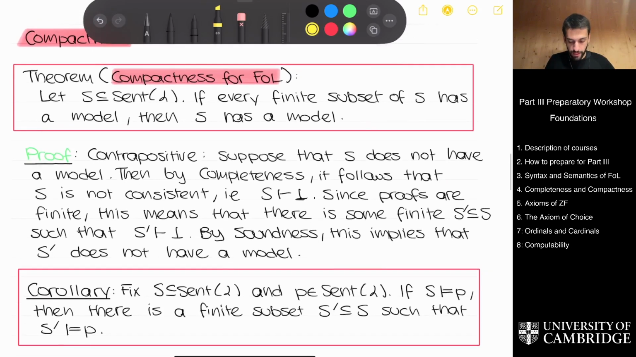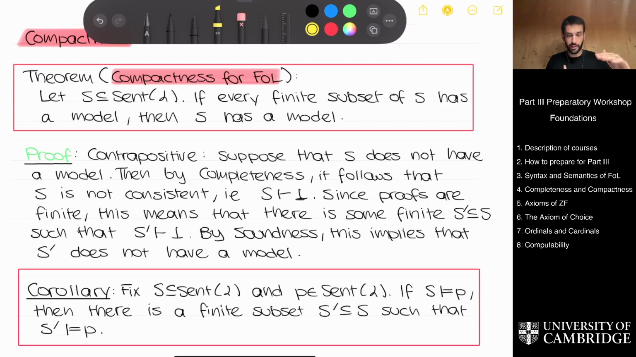We'll do the contrapositive again. So suppose that S does not have a model. By completeness, it follows that S is not consistent. Therefore, S proves false. And since proofs are finite, by definition, it follows that not all of the hypotheses of S appear in this proof, because a proof is a finite set of sentences. Therefore, there's some finite subset S prime of S, such that this finite subset proves false.